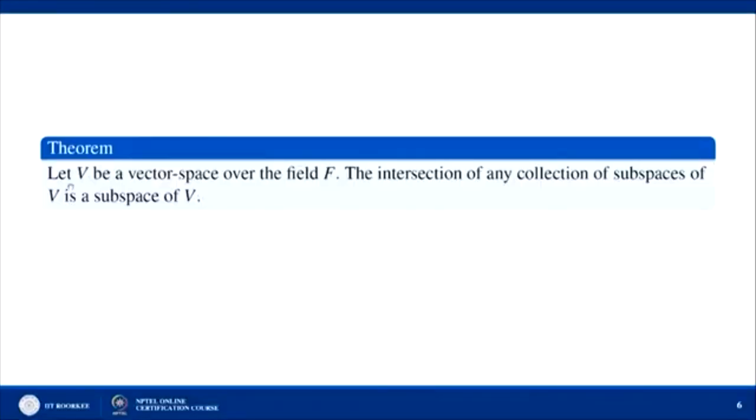Now, let V be a vector space over a field F, then the intersection of any collection of subspaces of V is a subspace of V. Suppose W1, W2 and so on are subspaces of V over F. Then if you take the intersection of all these subspaces, it will also be a subspace of this vector space V. Things are very easy to show. You take u and v in W, and alpha in the field, then you have to show that this Z, which is alpha dot u plus v, is also in W.